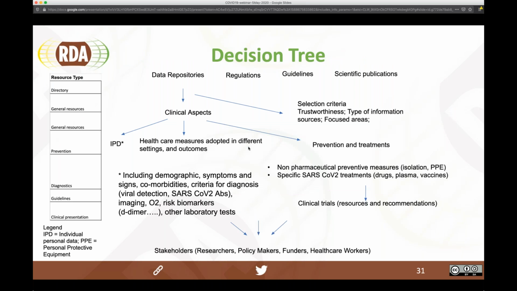Yeah, this is a decision tree that I think we displayed before, and the top level is data repository, regulation, guidelines, and scientific publications, which are the categories we're thinking about using to organize our resources. Next slide.